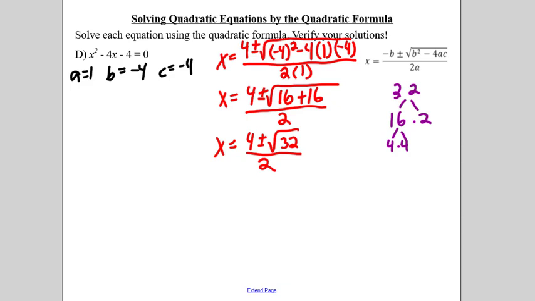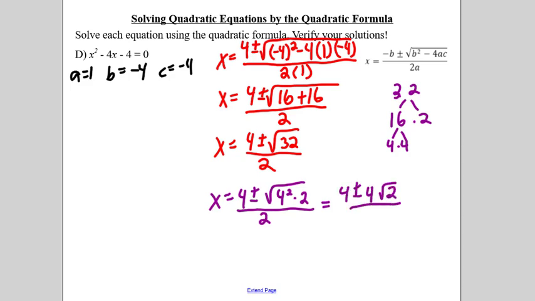for people to see. So this is the same thing as saying 4 plus or minus the square root of 4 squared times 2 over 2. And the square root of 4 squared means this is plus or minus 4 the square root of 2 over 2. All right, this is an accurate solution, but I want to see, can I simplify?